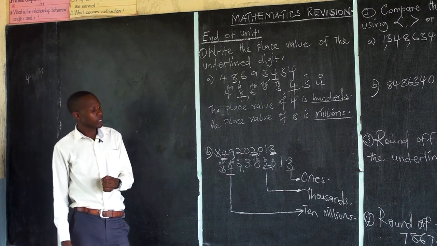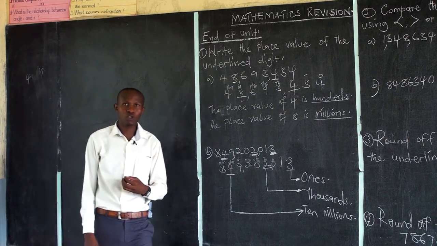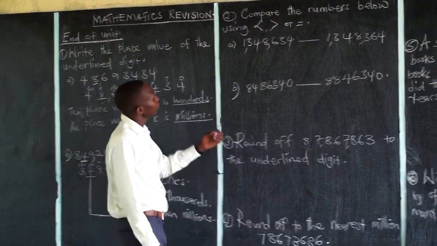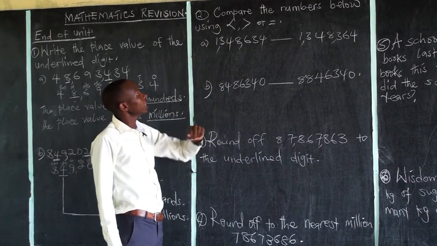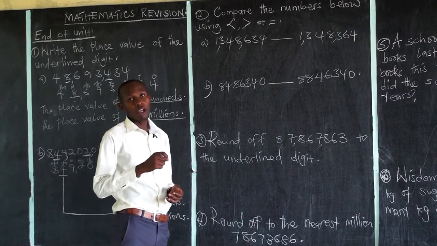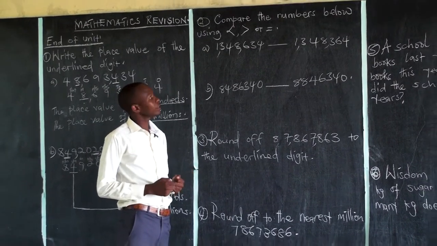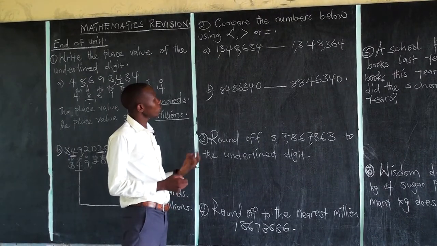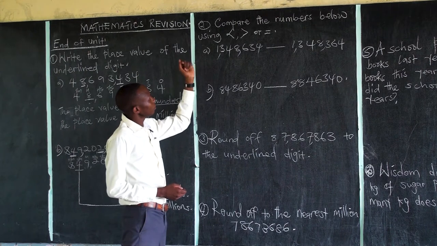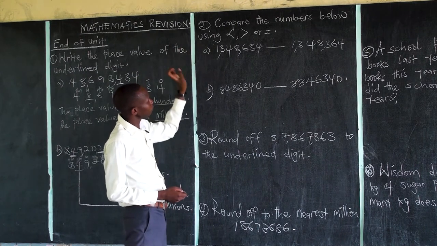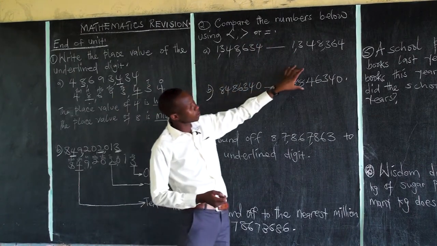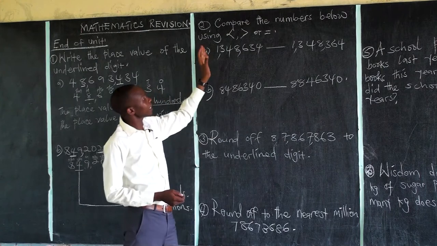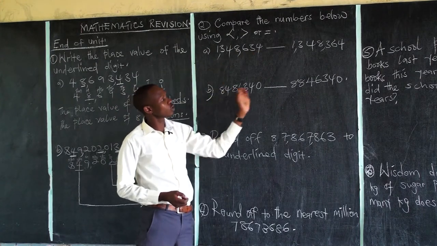We go to number 2 and look at what number 2 wants us to do. When you look at number 2, they have said, compare using less than, greater than, or equal to. So they want us to use those 3 signs to compare these 2 numbers. We have the first option and the second option. This is one number, this is another number. Those are 2 numbers. So we want to use this to compare two numbers. At the same time, we also compare these two numbers.